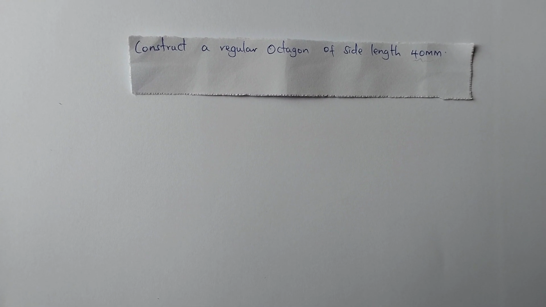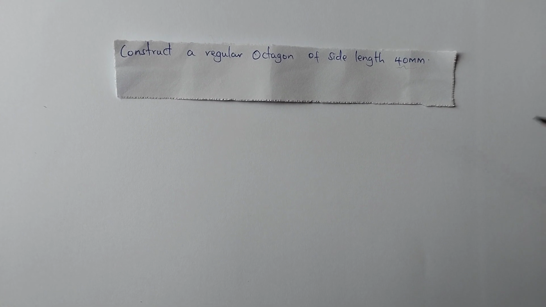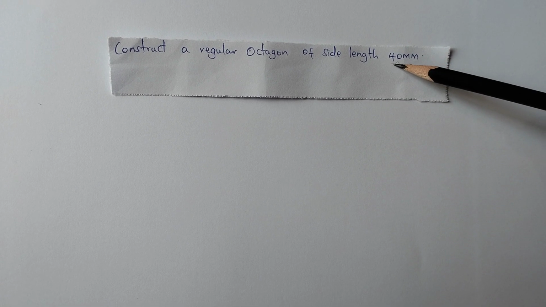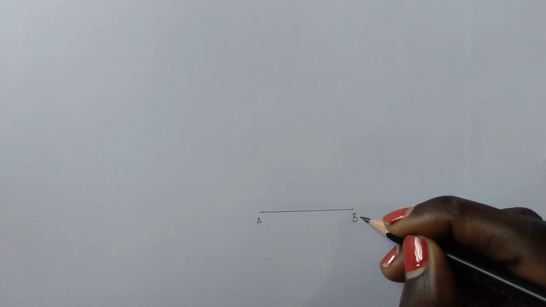Today we are going to look at how to construct a regular polygon given the side length. With me here I have a question that goes: construct a regular octagon of side length 40 millimeters. For us to begin our construction, we need to have this line of 40 millimeters. So I'm going to draw that line, a line of 40 millimeters. I can name this line point A and point B.